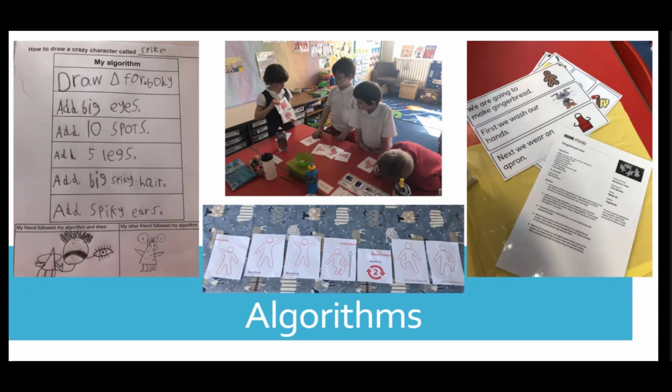Another activity that we've really enjoyed is looking at that rhyme, head, shoulders, knees and toes, printing out the different body parts and then getting the learners to order them in the way that the song goes, and then getting them to create their own little version.